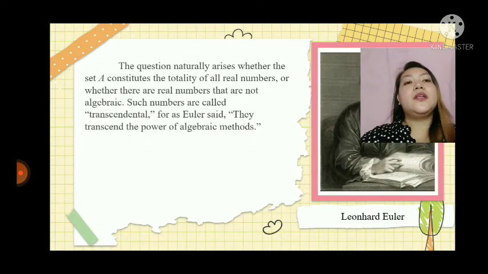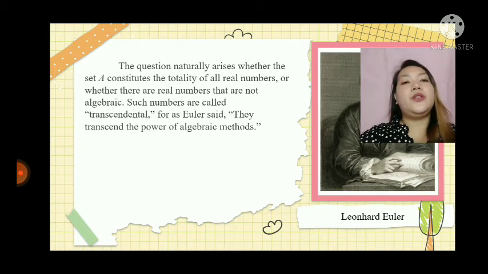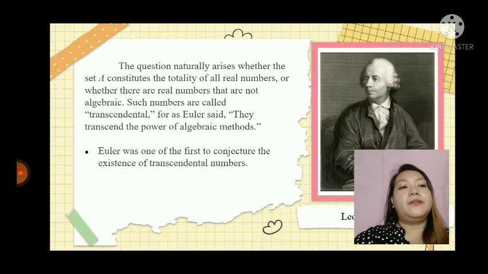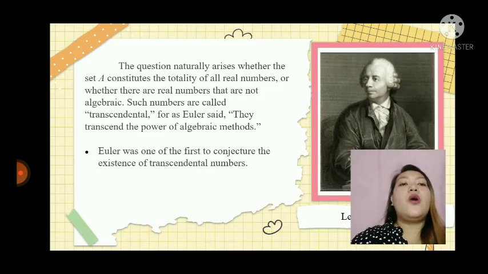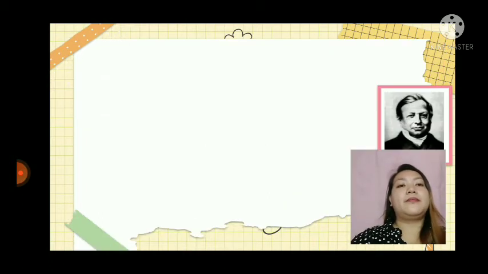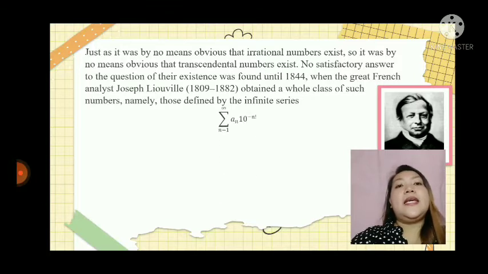The question naturally arises whether the set A constitutes the totality of all numbers, or whether there are real numbers that are not algebraic. Such numbers are called transcendental. As Euler said, they transcend the power of algebraic methods. Euler was one of the first to conjecture the existence of transcendental numbers.